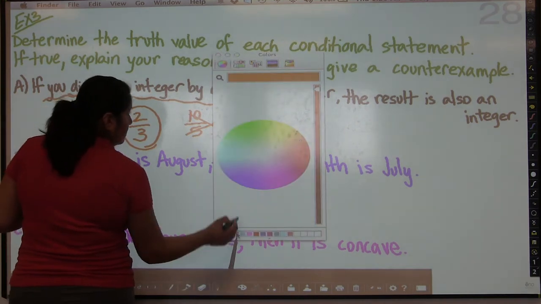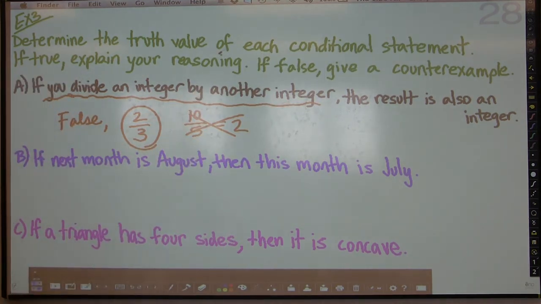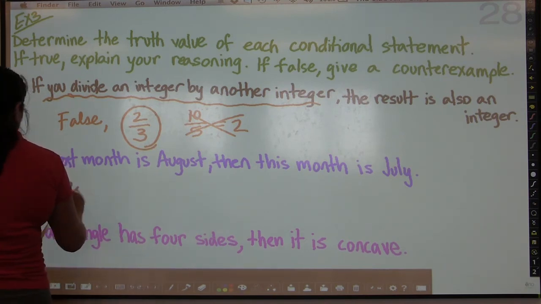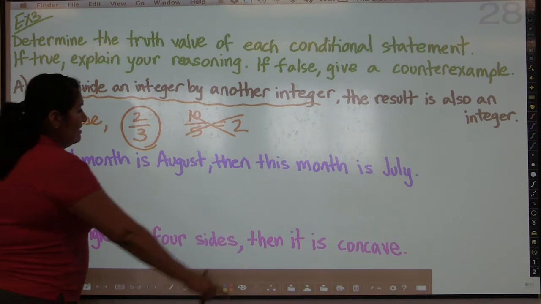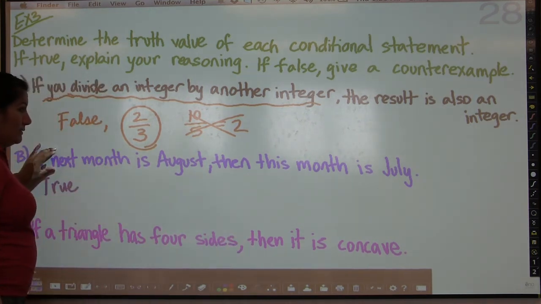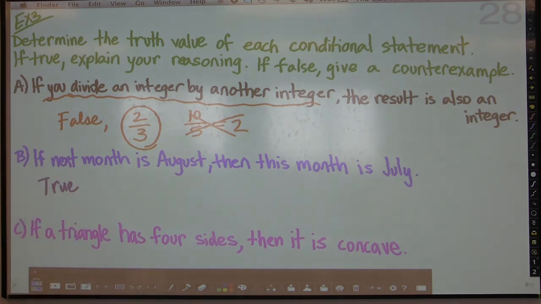What about B? B says, if next month is August, then this month is July. Okay, if next month is August, so if we say that the first part of it is true, then this month is July. Well, we know that this is a true conditional, because if the first part is true, then the conclusion will also be true because obviously July comes before August. So there you go. B is true.